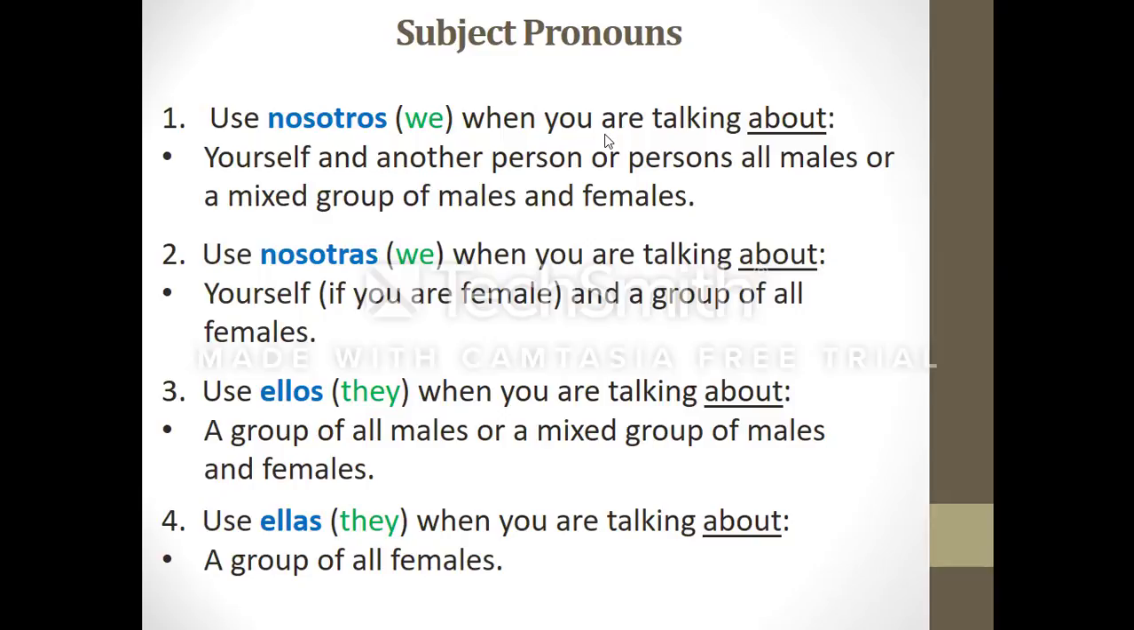You would use ellos if you're talking about a group of males or males and females, which means they, and ellas means they as well, but only when you're talking about a group of all females.